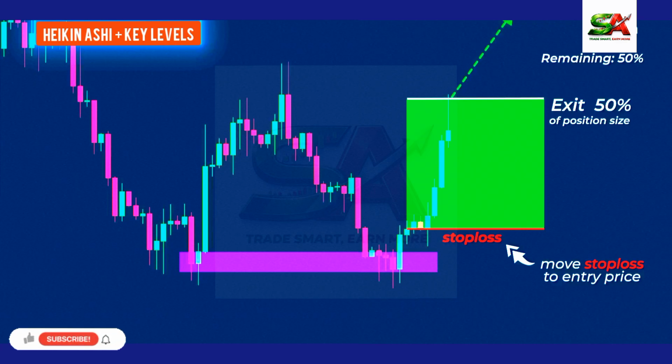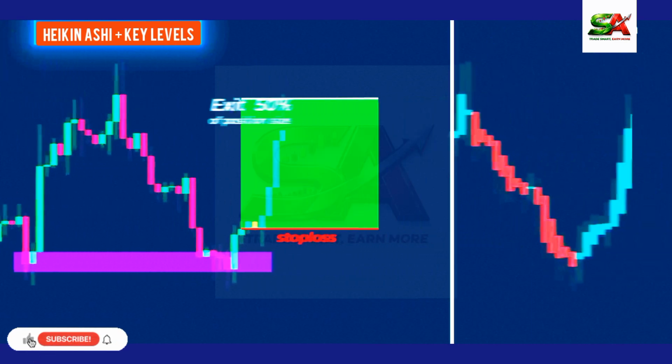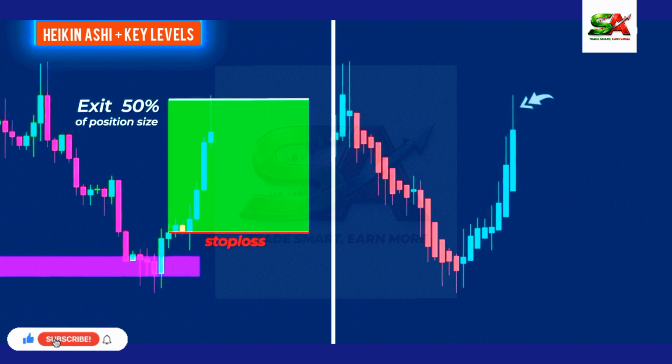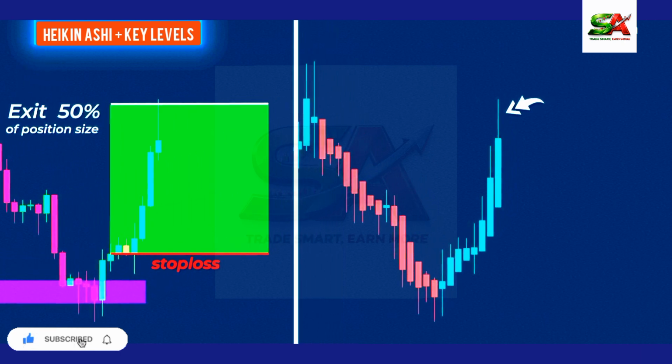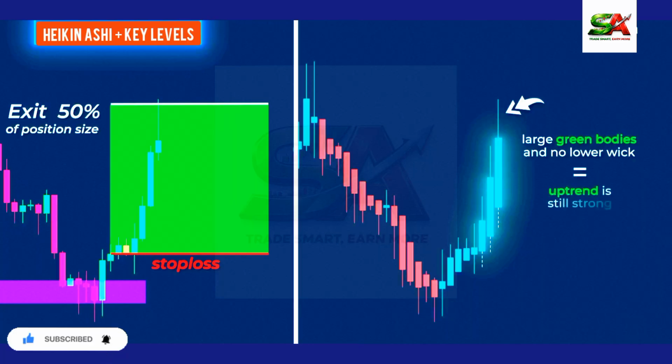To do this more effectively, we can actually use the Heikin Ashi. Looking at the indicator once more, we want to watch how the candles react as our trade is running. Right now, the candles are still green, have large bodies, and no lower wick. This shows that the uptrend is still strong, so we can still let the trade run.